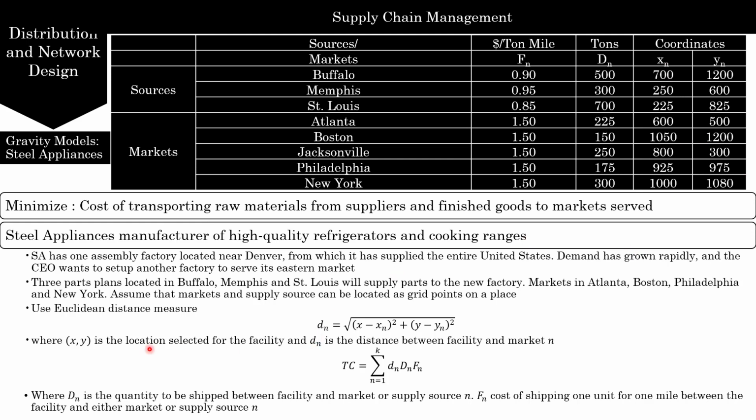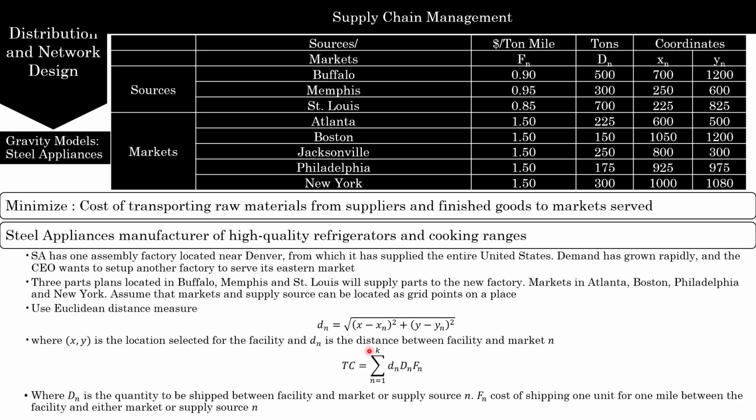So we are going to use the Euclidean distance measure, which is if the location XY is selected for a facility, the distance is this X minus this value squared plus Y minus this value squared and this whole square root. But in some cases, people use Manhattan distance. Euclidean does the shortest path, whereas Manhattan distance does the longest path. And so you have the total cost, which is given by your distance multiplied by your quantity shipped, that's in tons, and then the cost of shipping per ton, right?